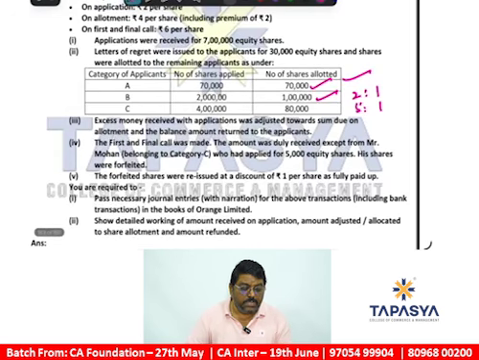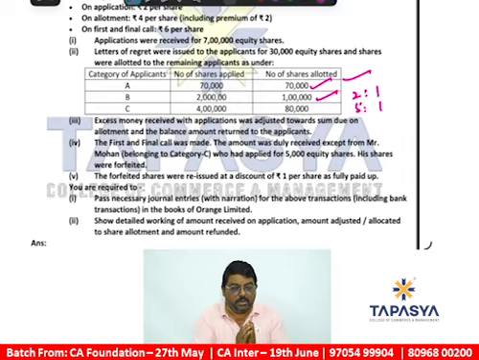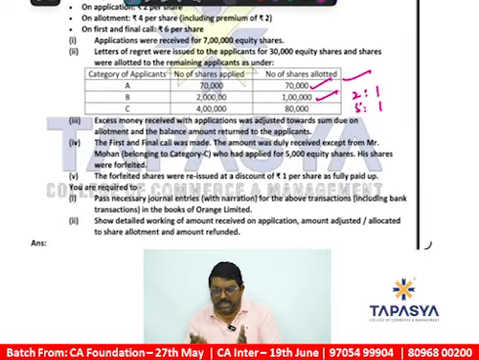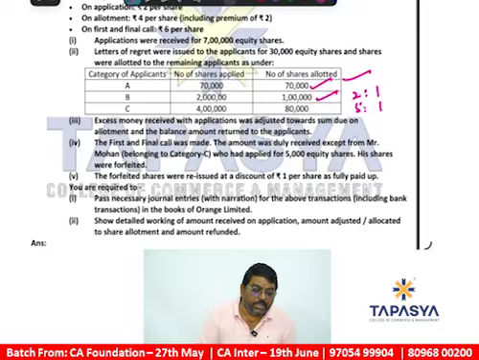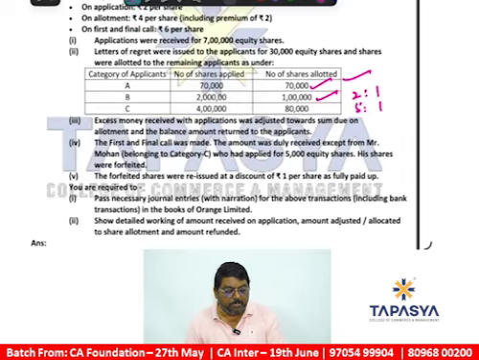Next what? Excess money received with application was adjusted towards allotment. Even if still any excess amount is there, that is refunded. If you have excess money adjusted for allotment, even some still excess money, that is given back, refunded. Okay. The first and final call was made. The amount was duly received except from Mr. Mohan. So, application no problem, allotment no problem, only while call money, there is a problem.